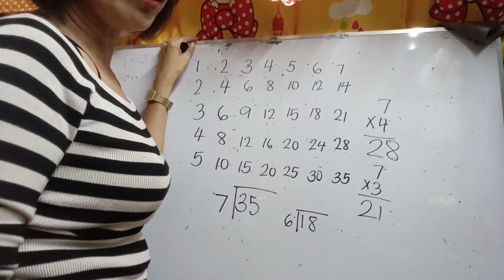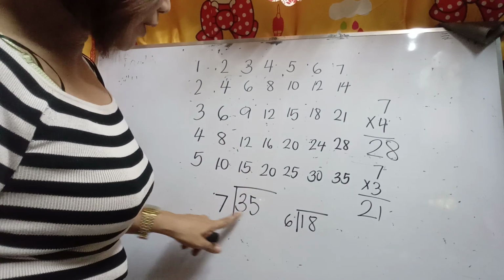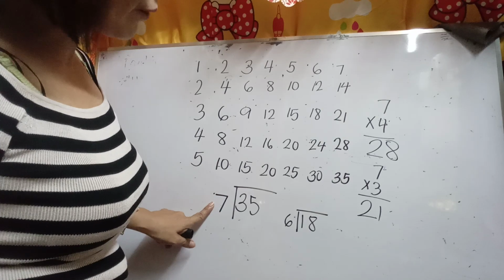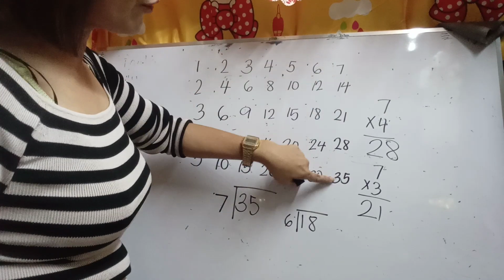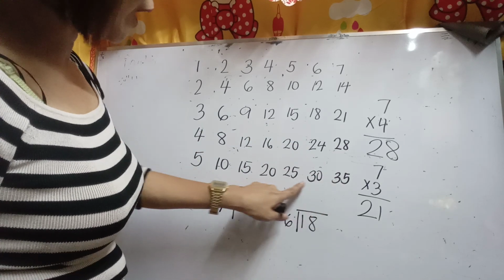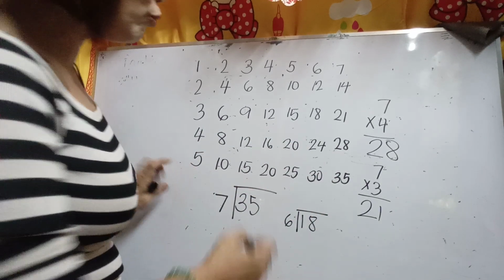Okay, so, paano gagawin ninyo? So, sabi niya, 35 divide by 7. So, punta kayo sa 7. Punta kayo dito sa 7, hanapin ninyo yung 35. Tingnan ninyo ano yung kanyang katapat. Ayun yung pag ganun. So, nakita ninyo, ang katapat niya is 5. O, yun yung magiging sagot ninyo doon.